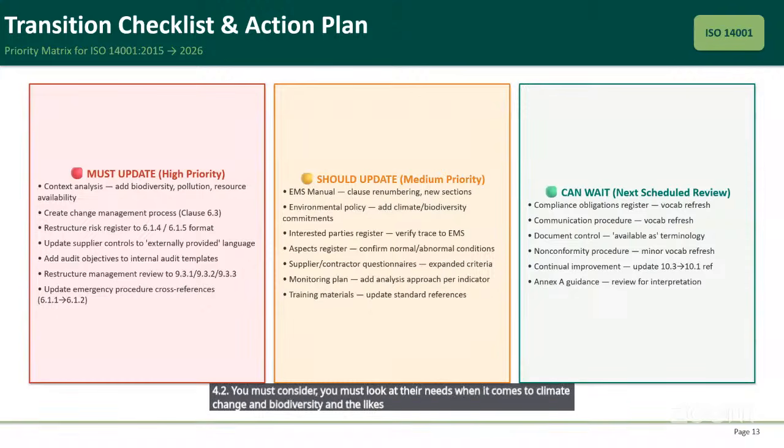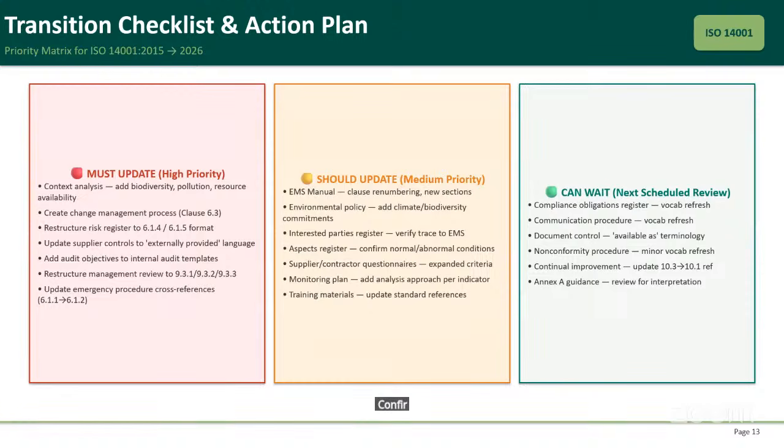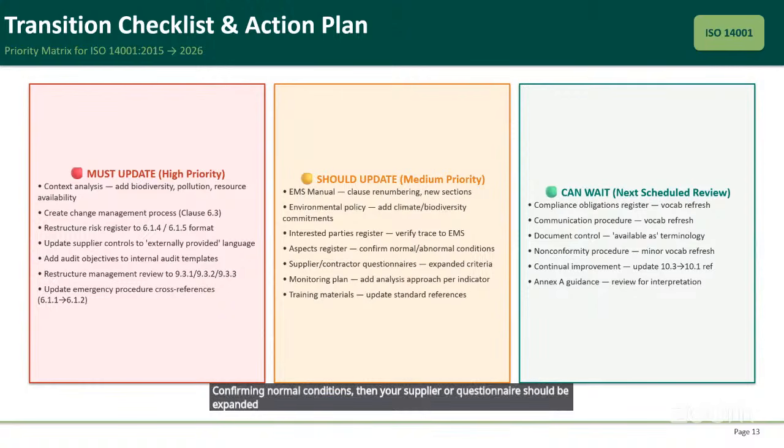Aspect register, confirming normal and abnormal conditions. Then your supplier questionnaire should be expanded, should include issues of environmental sustainability. Then your monitoring plan should align approach by indicator, then training materials, your updated version reference.